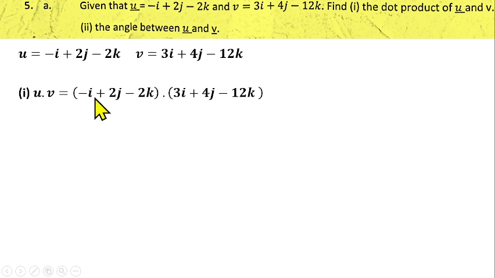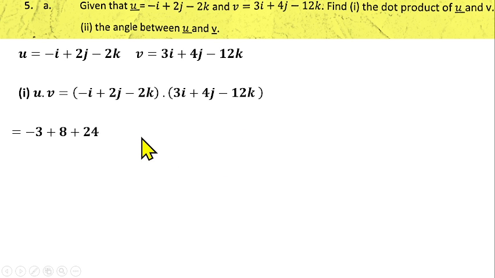If I multiply j against i and k, that gives me 0. Multiply i against j and k, that gives me 0 as well. Multiply k against i and j, that gives me 0. So instead of wasting our time, you can just multiply i by i, j by j, then k by k.